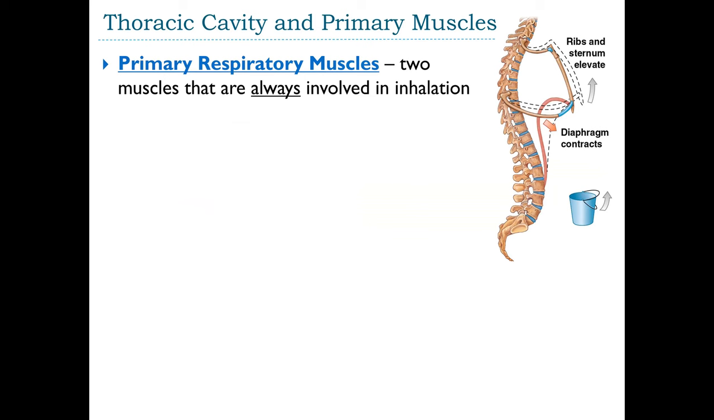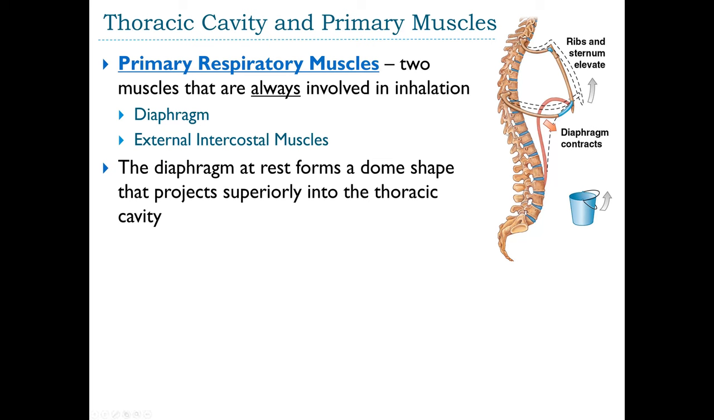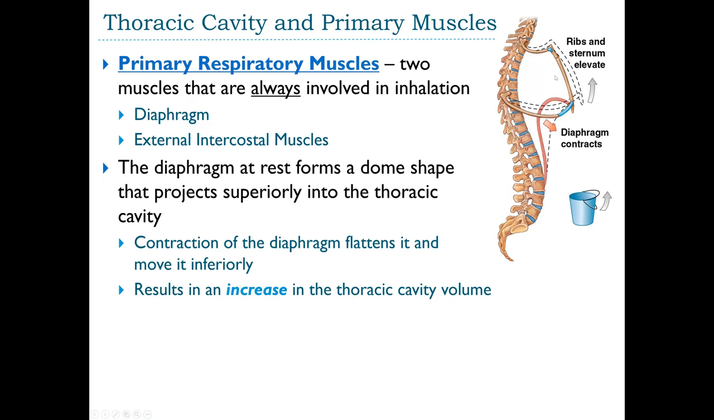So let's talk for a moment about the primary respiratory muscles. These are two muscles that are always involved in inhalation, and they are the diaphragm and the external intercostal muscles. So at rest, the diaphragm forms a dome shape, which is shown here in this image, and it projects superiorly into the thoracic cavity. So when the diaphragm contracts, as you can see in this image, it goes from this dome shape to where this dotted line is. It's going to flatten the diaphragm and move it in an inferior direction. And that is going to result in an increase in the thoracic cavity volume.